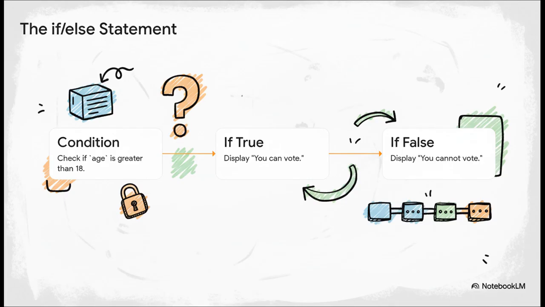We use a structure called an if-else statement. Think of it like a fork in the road for your program. First, you ask a question. That's the condition. For instance, is the variable named age greater than 18?